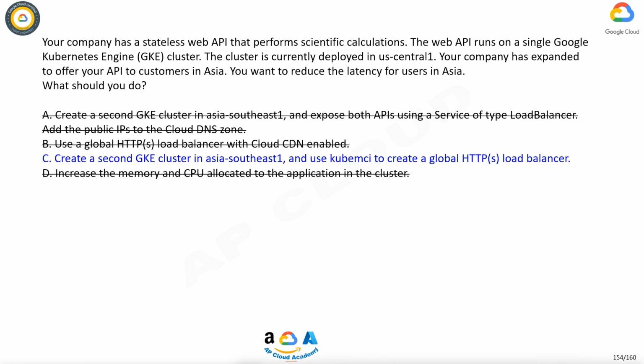Correct answer, C. Create a second GKE cluster in asia-southeast1, and use Kubemci to create a global HTTPS load balancer.